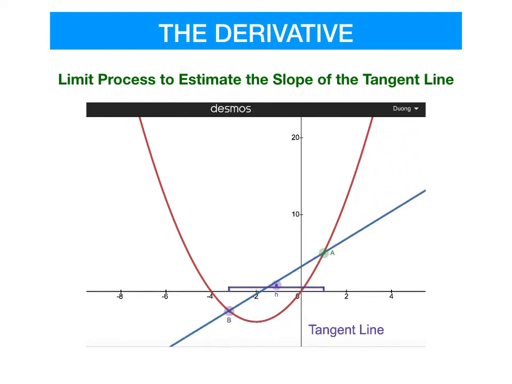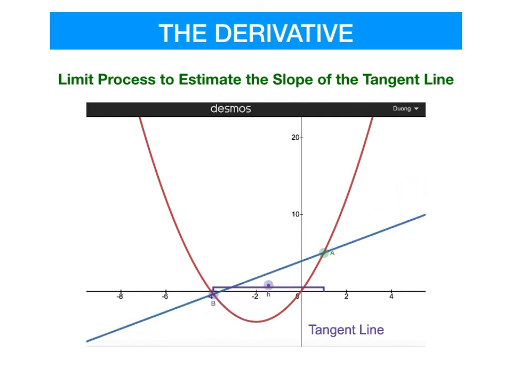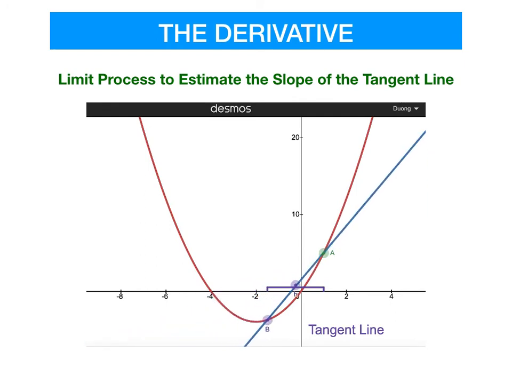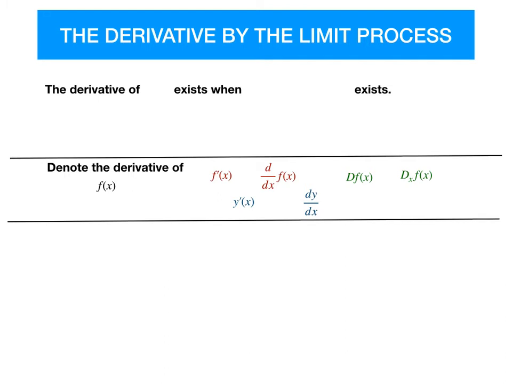So the process of reducing the distance of h, or taking h to 0, is called the limit process. We use a limit process to estimate the slope of the tangent line, which is estimating the derivative of a function at a point, or finding the derivative function. So the derivative of a function exists when this limit exists.